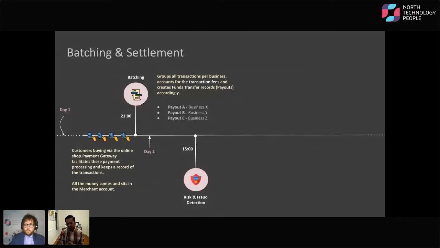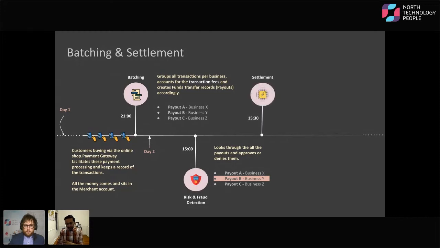So at 3 o'clock, when risk and fraud detection and its process is completed, let's say, for example, payout B was marked that this cannot go through because it's fraudulent. So we need to go back to the business owner and inquire further about why their customers used a fraudulent account. Because we know if we let this go through, then there will be a chargeback or refunds and then we will lose the money.